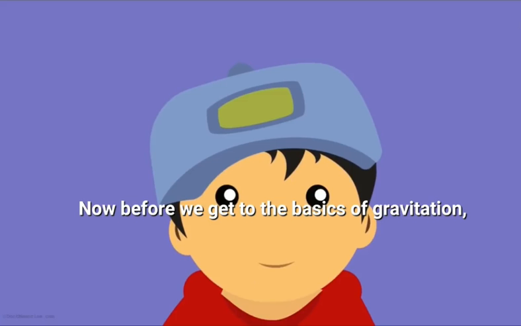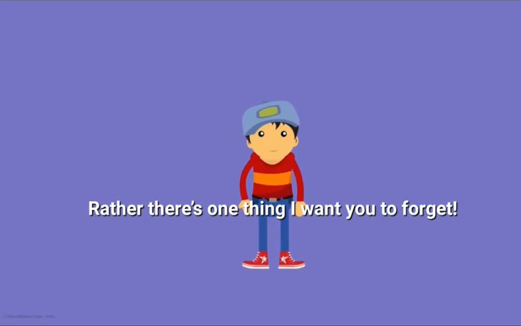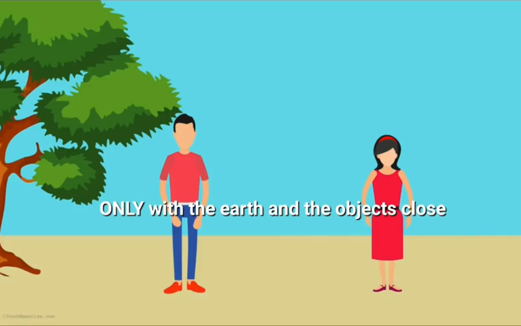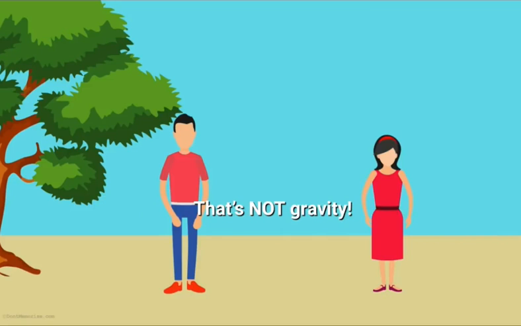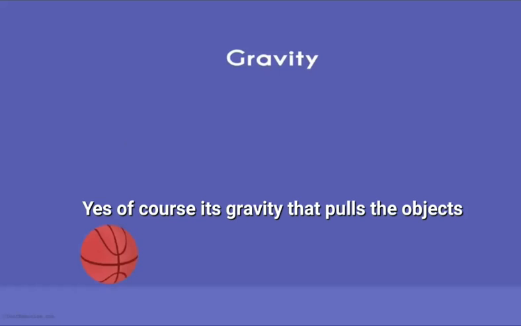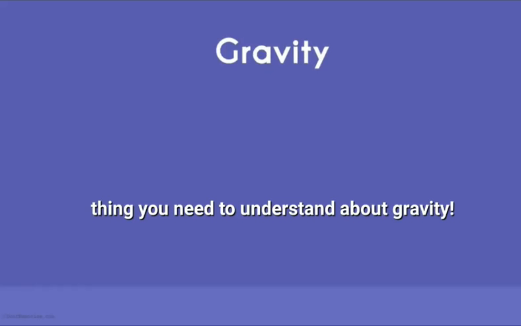Now, before we get to the basics of gravitation, there is one thing I want you to understand well. Rather, there is one thing I want you to forget. Forget the fact that gravity has got to do only with the earth and the objects close to it. That is not gravity. We would see examples where objects are falling to the ground and we assume that it's only the concept we need to know about gravity. Yes, of course, it's gravity that pulls the object towards the earth. But that's not the only thing you need to understand about gravity.